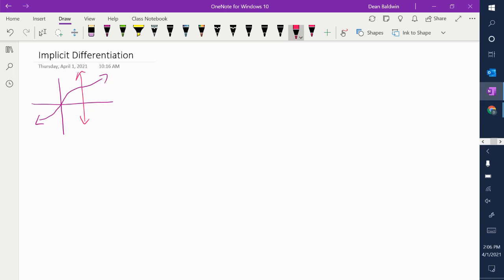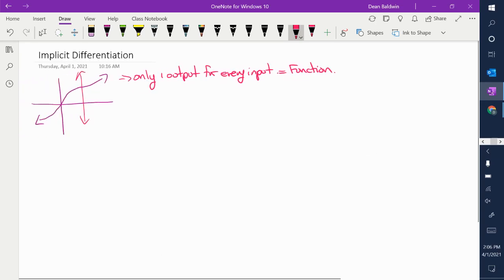You remember that? If you can draw a vertical line and it only hits the graph once, it is a function, okay? So only one output for every input. All right. A relation, so that's a function. A relation is pretty much everything else, okay?